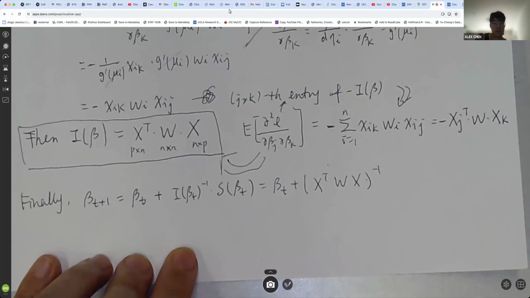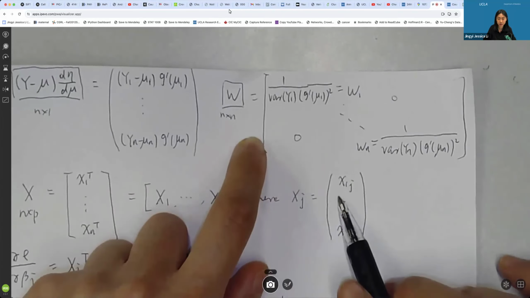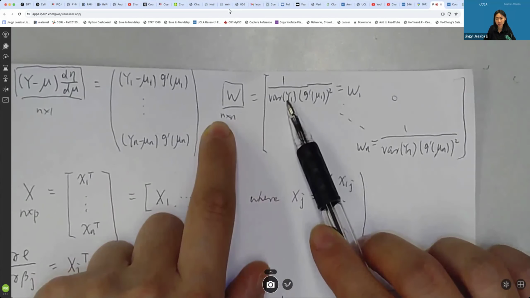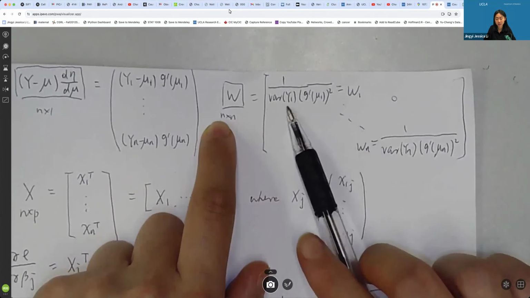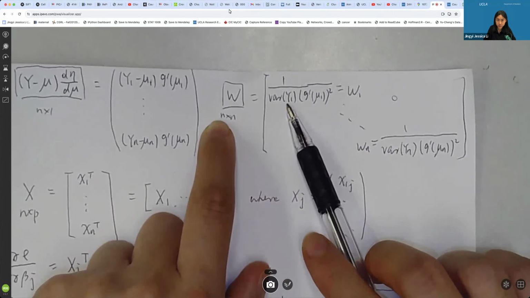If the x's are fixed, then probably only W contains beta. Yeah, that's correct. What is W? Even though we simplify notation, let's come back to this. It's the variance of y1 to yn. So wi is the variance of yi. Variance of yi depends on the location parameter, right?